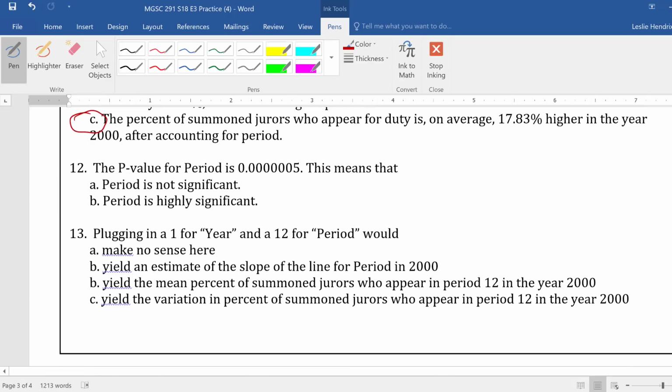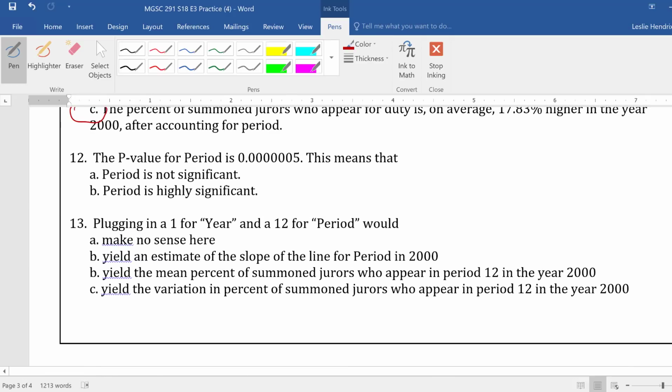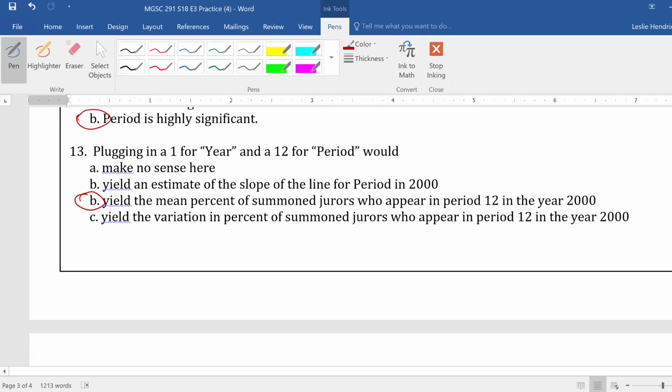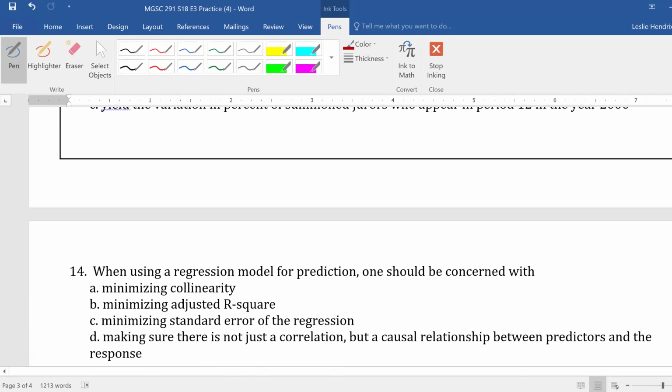All right, the p-value for period is really tiny, so this means what? A tiny p-value means it's significant. Plugging in a 1 for year and a 12 for period would yield an estimate of the mean percent, the mean y, who appear in period 12 in the year 2000. That's the second time we hit that 1 or 0 plugged in for year.